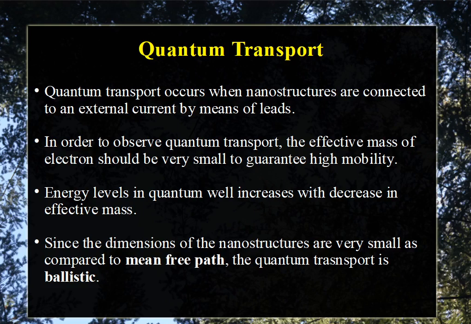So what do you mean by mean free path? Mean free path is nothing but the average distance between two successive collisions of electrons. The average distance between two collisions, that is called the mean free path. If the length of the wire is less than this mean free path, theoretically we can say that there is no collision inside the quantum wire. Theoretically there will not be any collisions. That's also an important point.